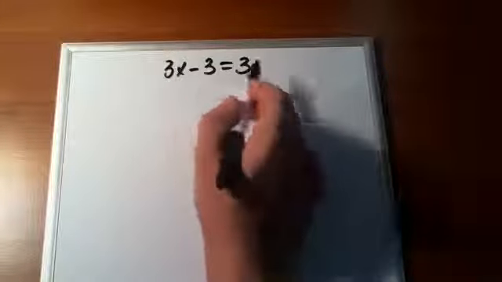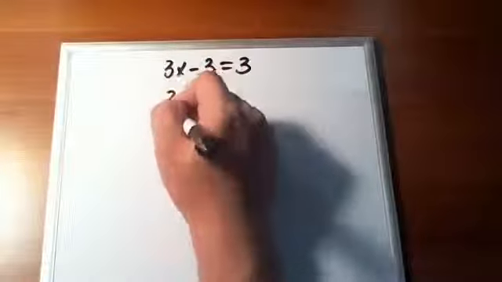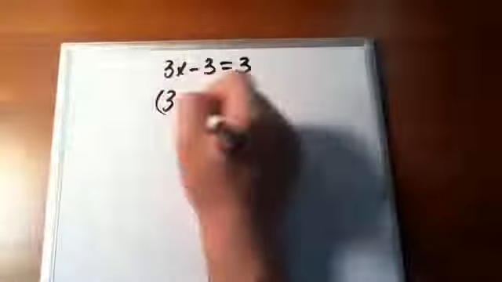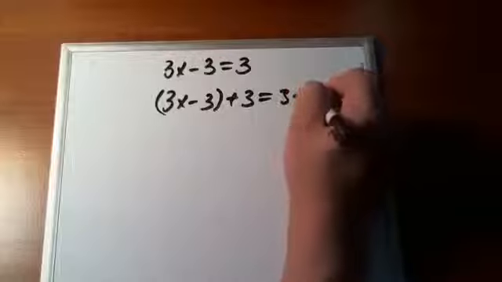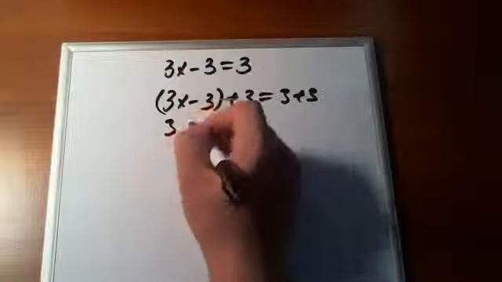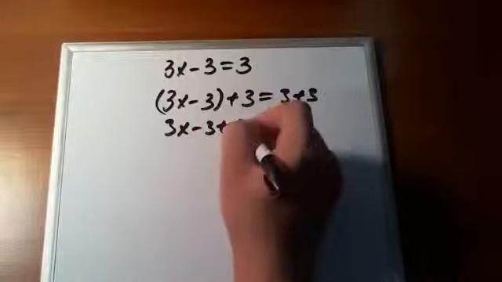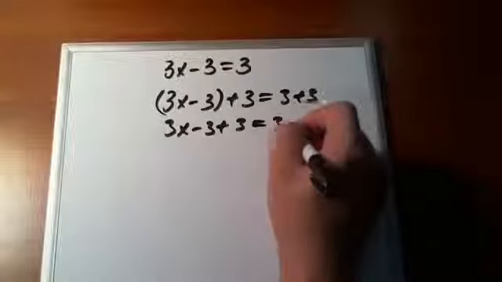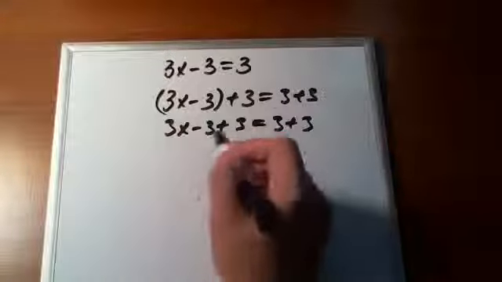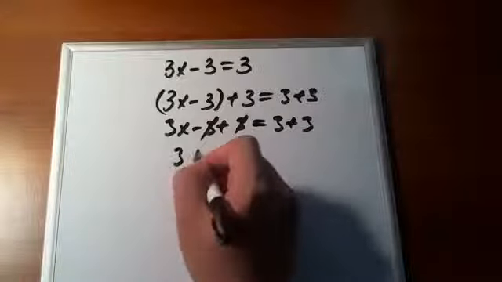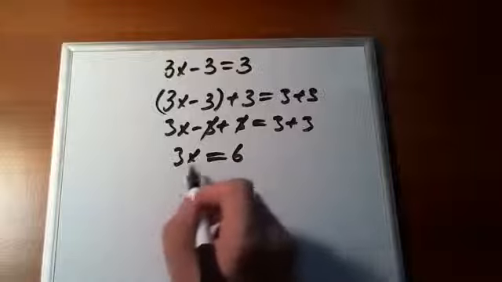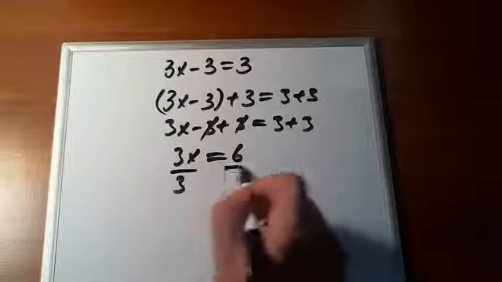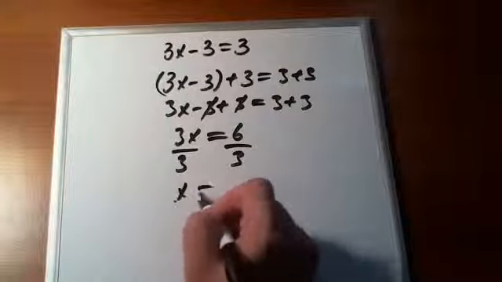First step is to get rid of this 3, so we add 3 to the left side and to the right side. Minus 3 and 3 go away. We have 3x is equal to 3 plus 3 is 6. Now, if we divide everything by 3, we'll have x is equal to 2.